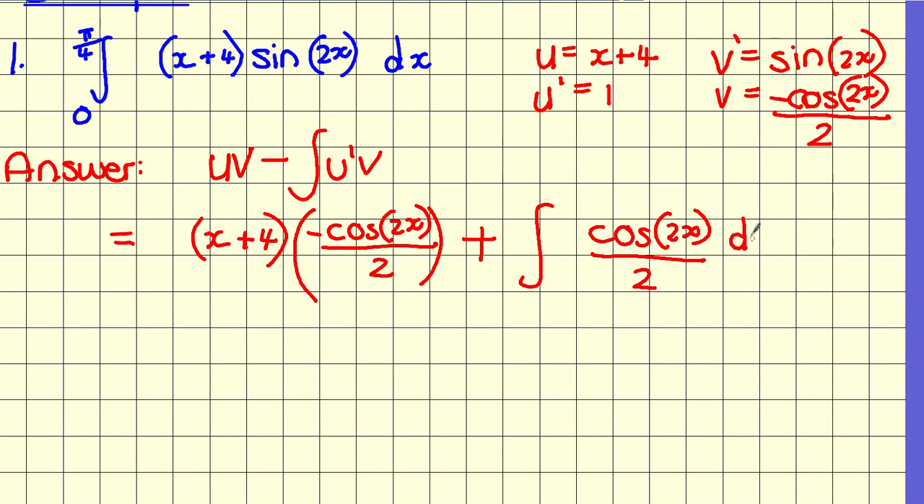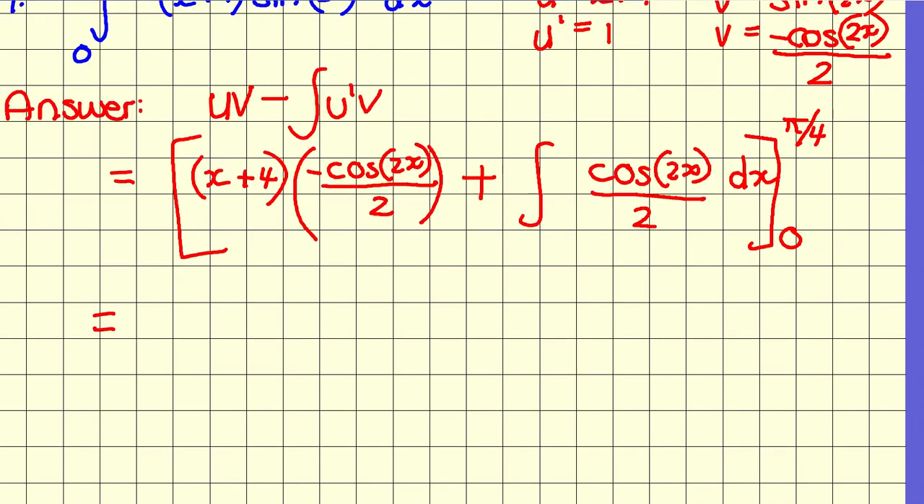Alright. Okay, so that's u, because u dash is 1, and v in here. Okay, this is the exact same as all the previous examples. The new part is I'm going to stick big square brackets around it, and write my limits 0 and pi over 4. Okay, so I'm not going to touch them until the very end. Alright, let's work this out.